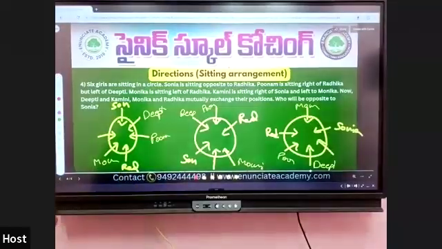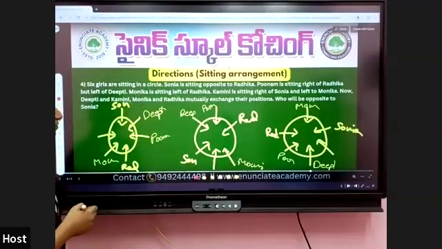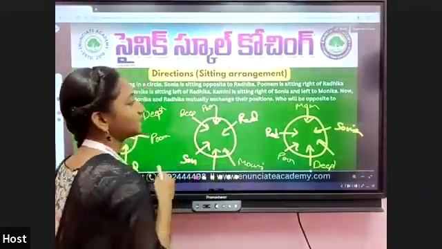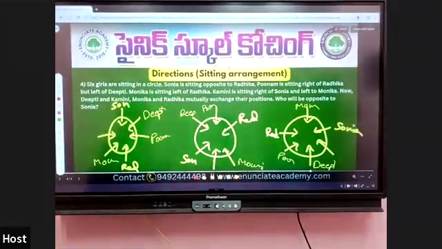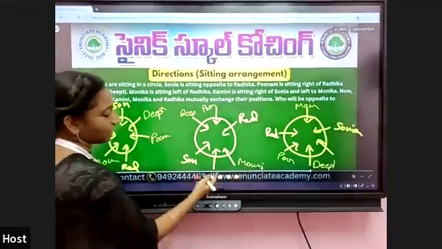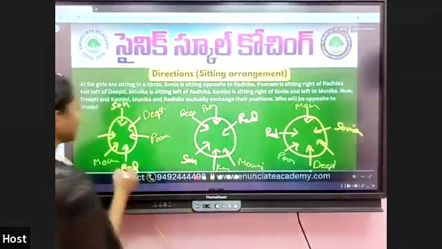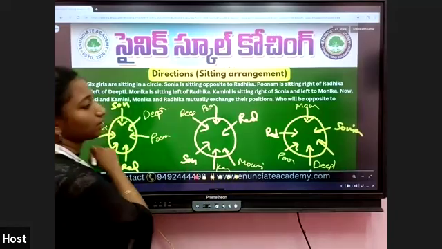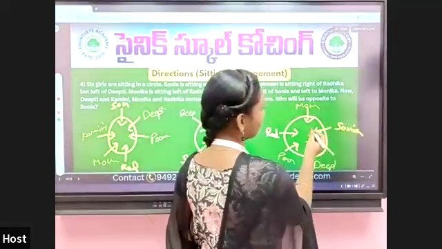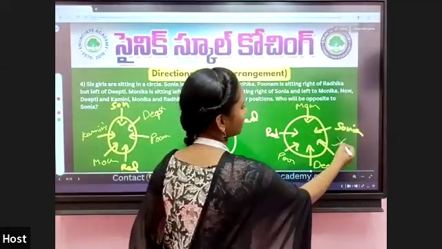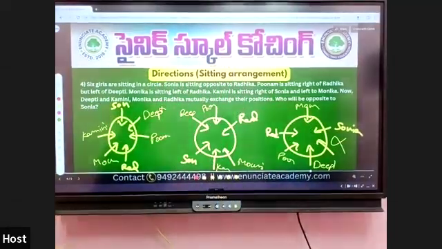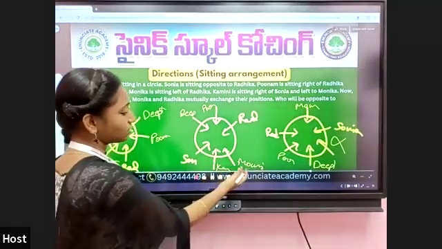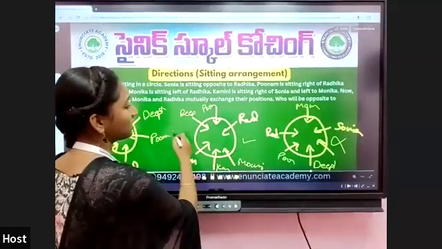Okay. Now Deepti and Kamini. Okay. Kamini is sitting right of Sonia. Right of Sonia, Kamini is sitting. Here Sonia's right is Kamini. Next, here Sonia's right position is not there. So it is wrong. And left to Maunika, here it is okay. Here also left to Maunika. These two diagrams are correct.